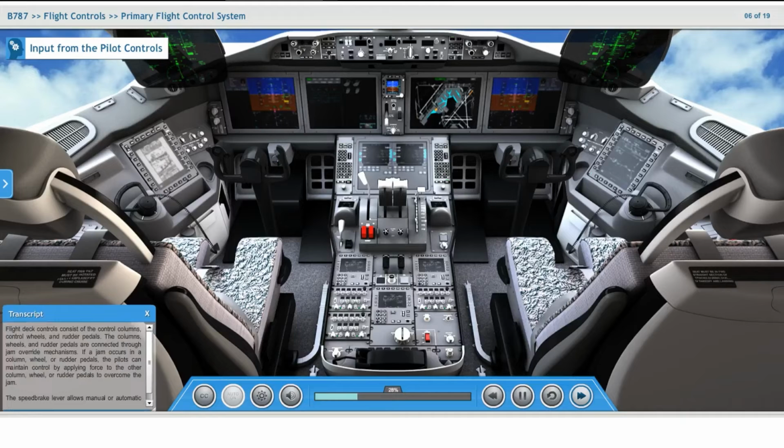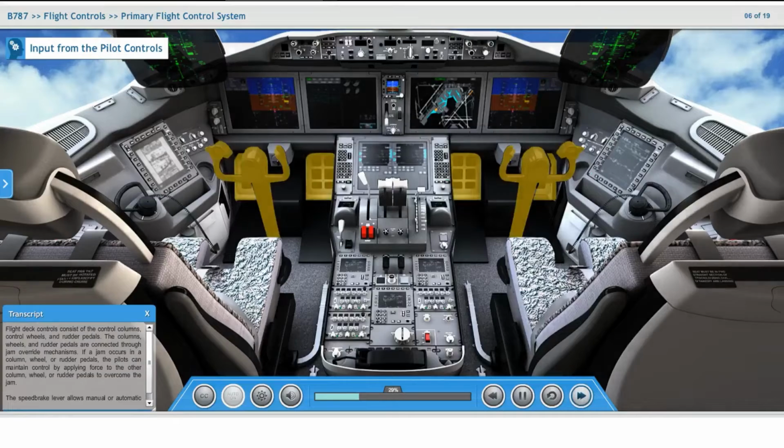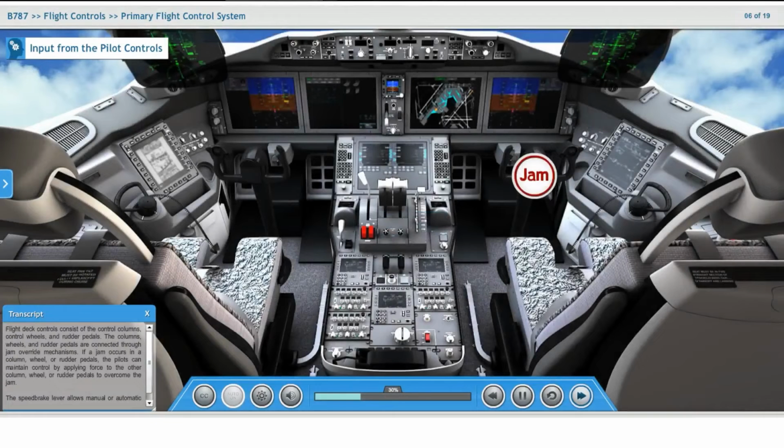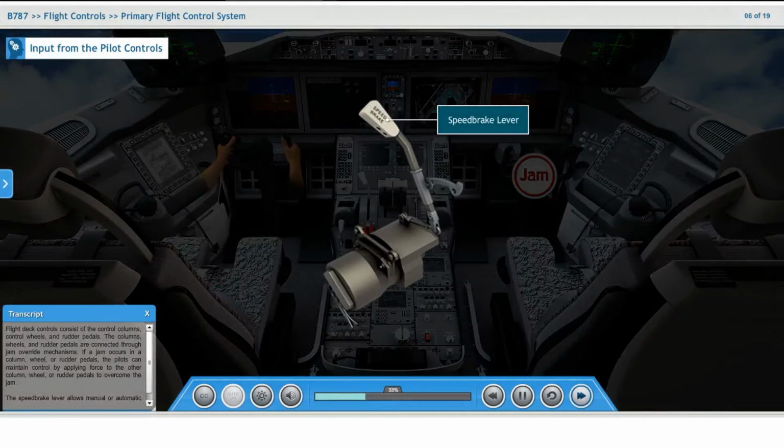Flight deck controls consist of the control columns, control wheels, and rudder pedals. The columns, wheels, and rudder pedals are connected through jam override mechanisms. If a jam occurs in a column, wheel, or rudder pedals, the pilots can maintain control by applying force to the other column, wheel, or rudder pedals to overcome the jam. The speed brake lever allows manual or automatic symmetric actuation of the spoilers.